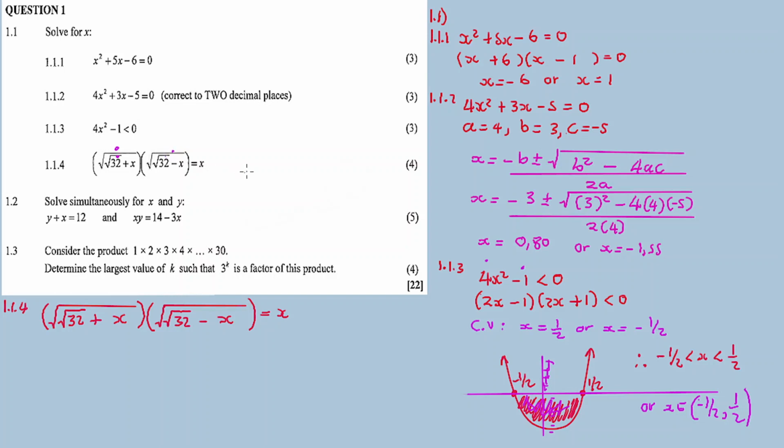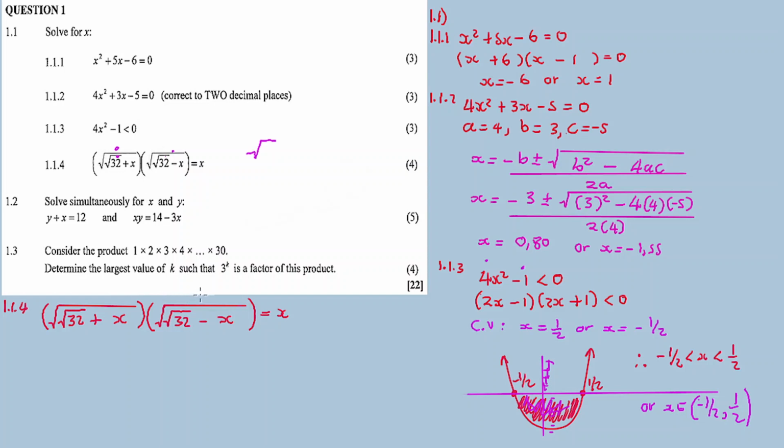Let me explain how you can simplify this equation. It's a surd equation, so the surd rules must apply.